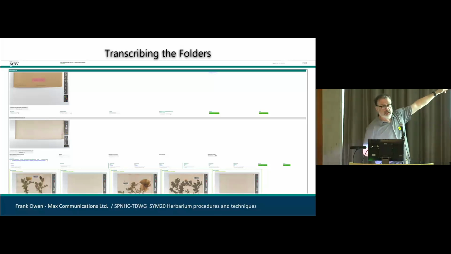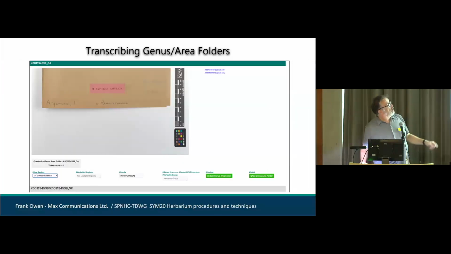The first step is to transcribe the folders. As I say, each folder's got a unique ID, so there's a brown folder, there's the species folder, there's the specimens that are inside it. And when they transcribe this, because we've already got the folder that they've captured into the genus folder that it's in, it already says what genus it is here.